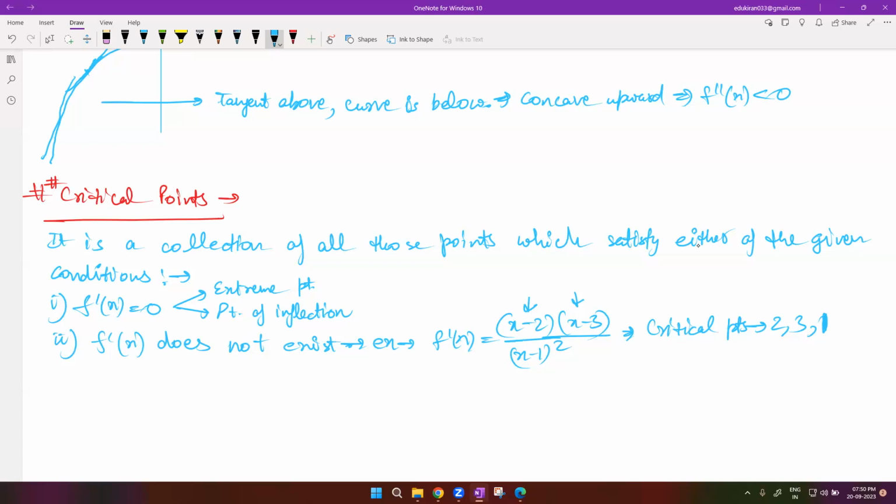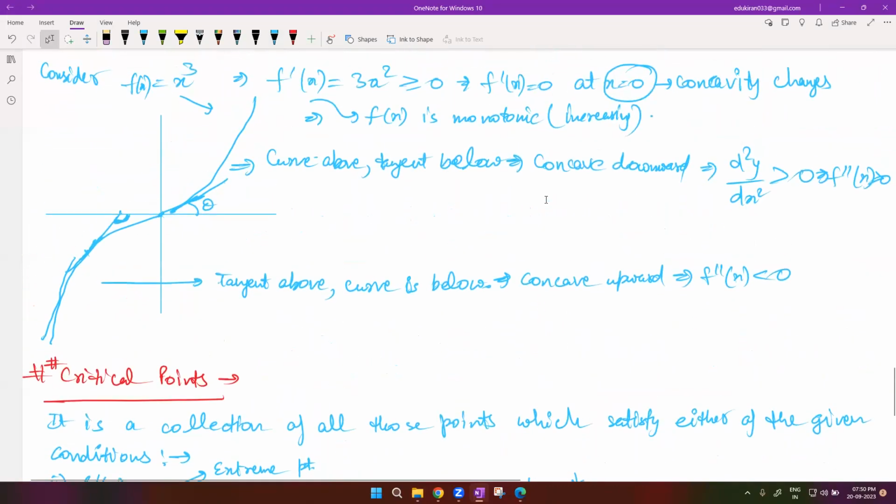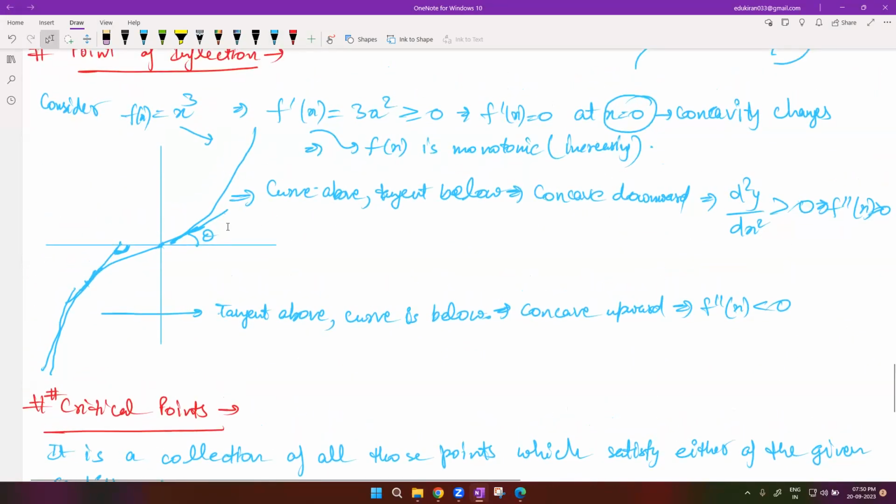These informations are either it can be an extreme point. What is the role of an extreme point? You know that it will give you either the minimum or maximum value of the function. It can be a point of inflection. What is the role of a point of inflection? We have just told you that at a point of inflection, the curve of the function changes. How does it change? It changes its concavity.